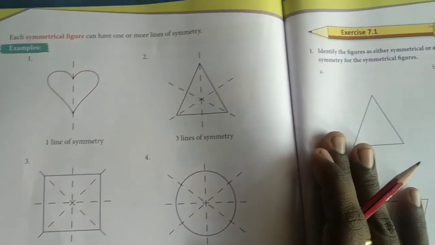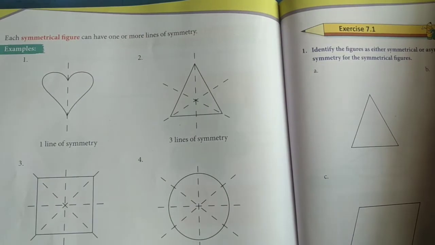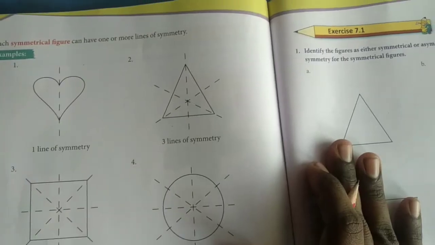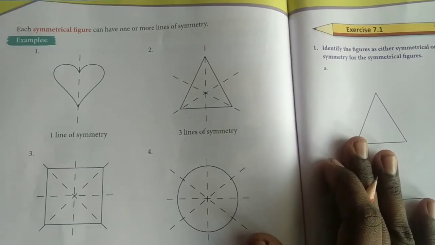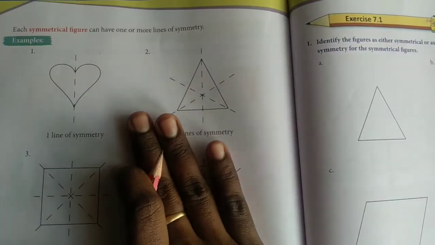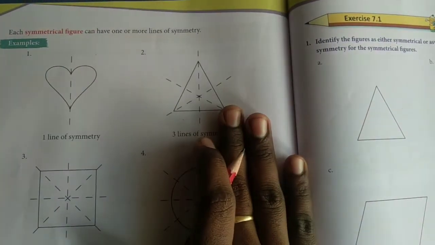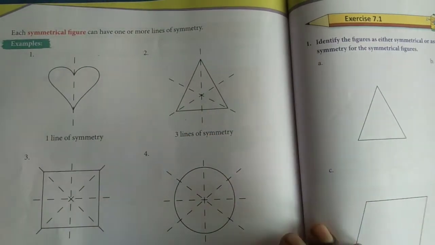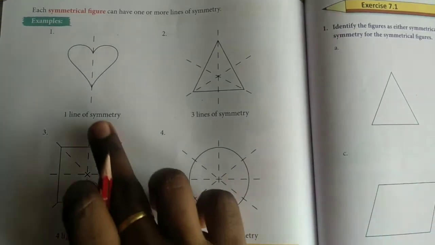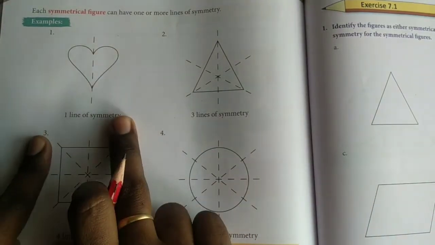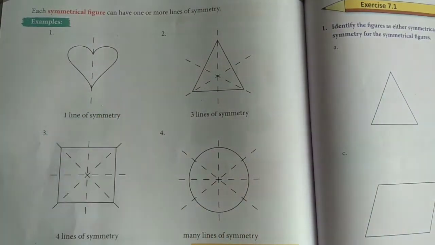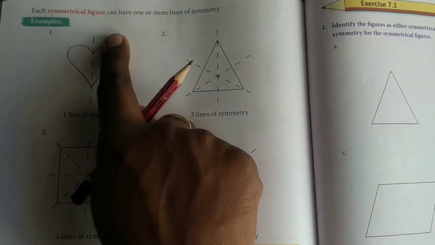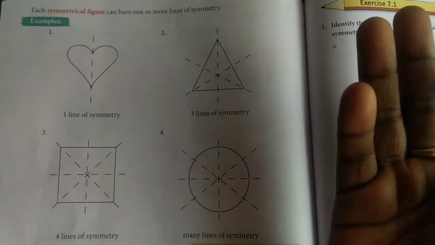Here, each symmetrical figure has one or more lines of symmetry. In these given figures, some figures contain more than one line of symmetry. The first figure is a heart shape. This heart shape has only one line of symmetry. So each symmetrical figure can have one or more lines of symmetry.